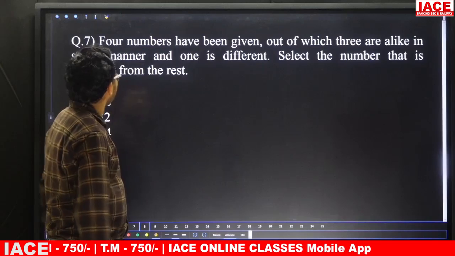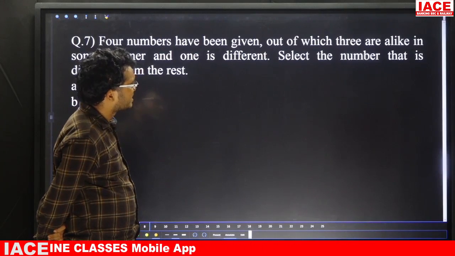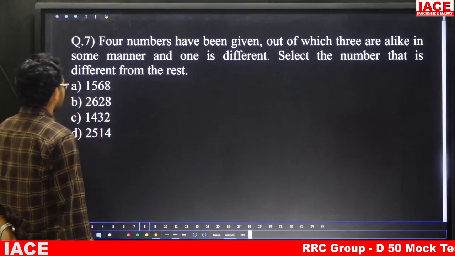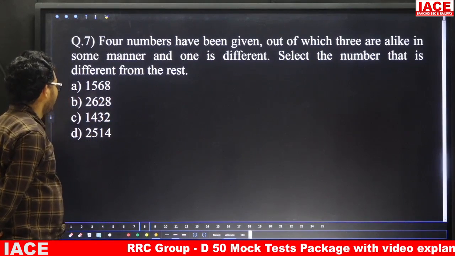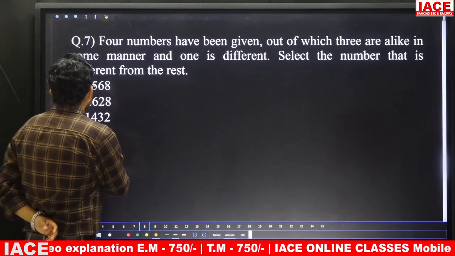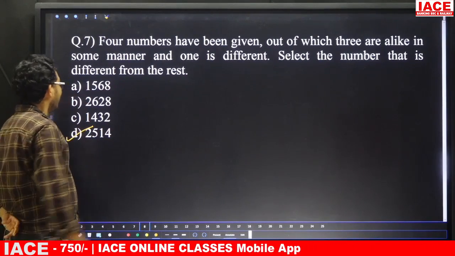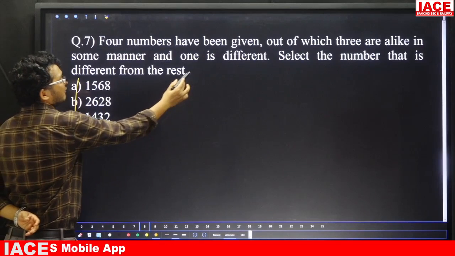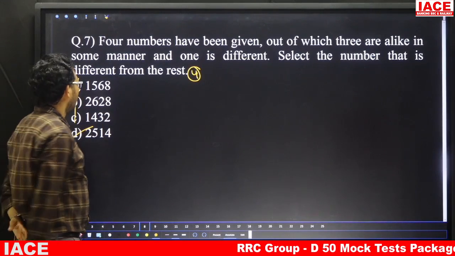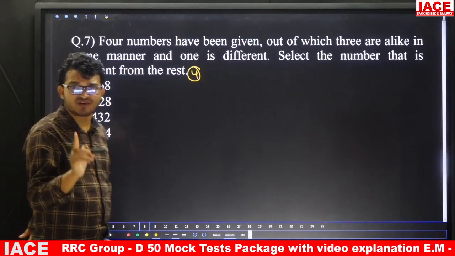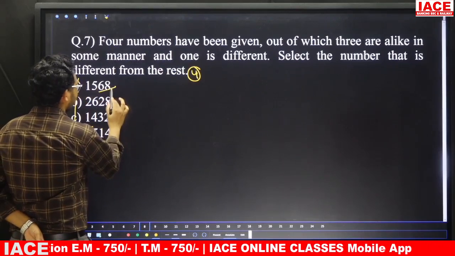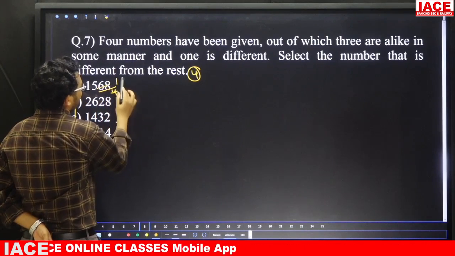Question number 7. Four numbers have been given, out of which 3 are alike in some manner and 1 is different. Select the different one. Friends, take care. 1568, 2628, 1432, 2514. Here the answer is option D. Why? Remaining 3 are multiples of 4, otherwise divisible by 4. The divisibility rule for 4 is: the last 2 digits are divisible by 4.